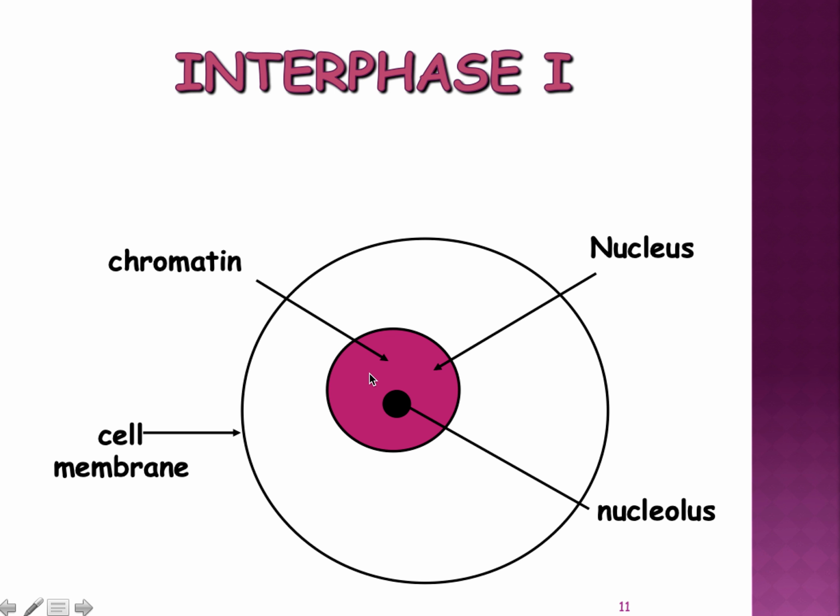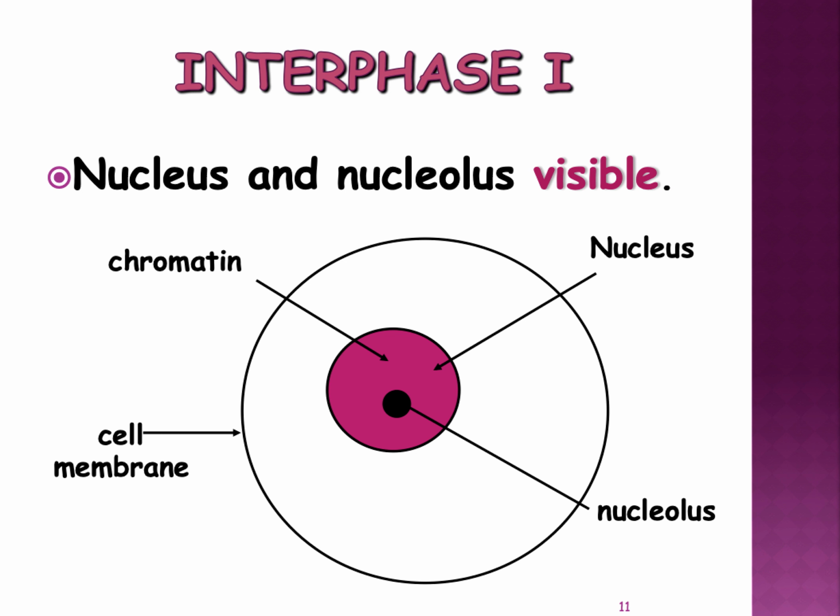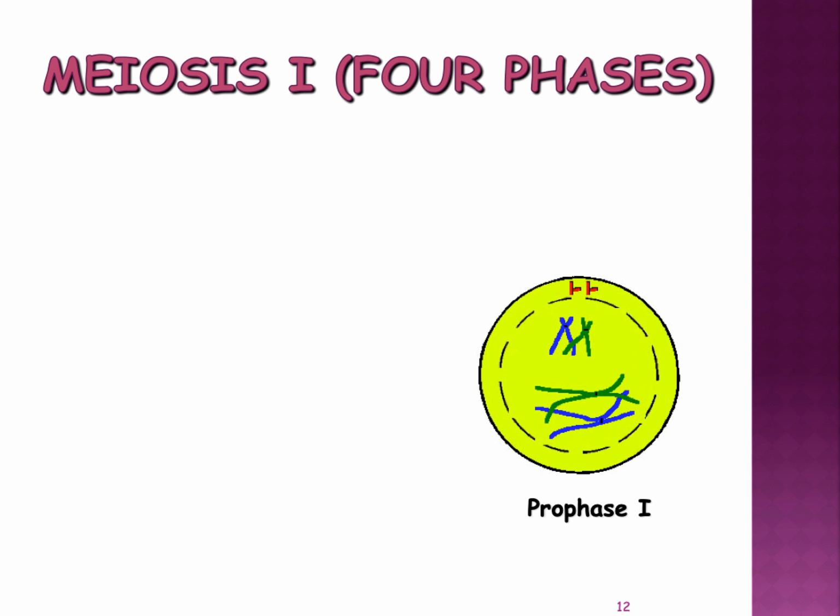You can't really see the DNA, right? It's not packed, they're loose actually. Chromatin is basically DNA being all unwound and really hard to see under the microscope. You can't see it in interphase. That's the same thing as mitosis. So in interphase 1, everything is pretty much intact. Again, nucleus and nucleolus is visible.